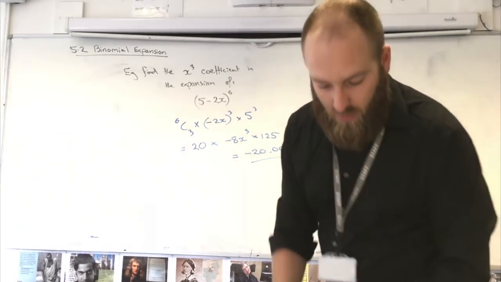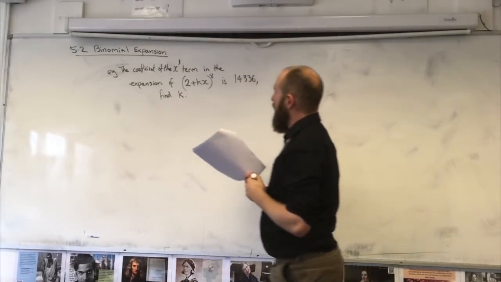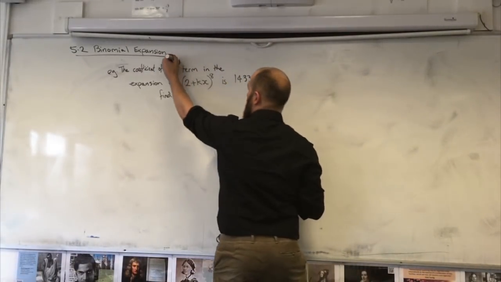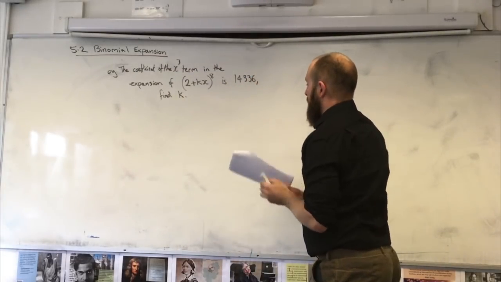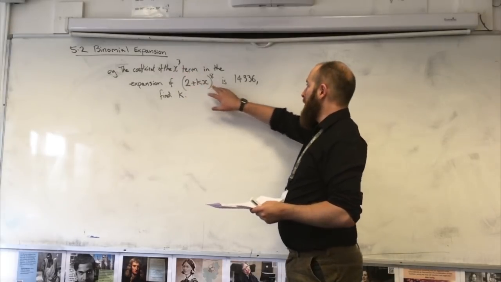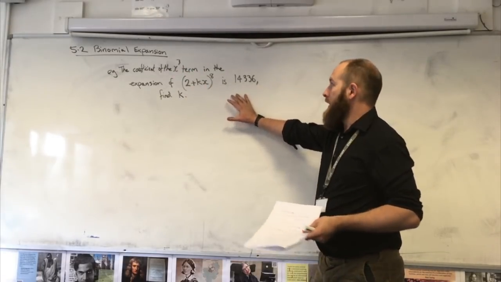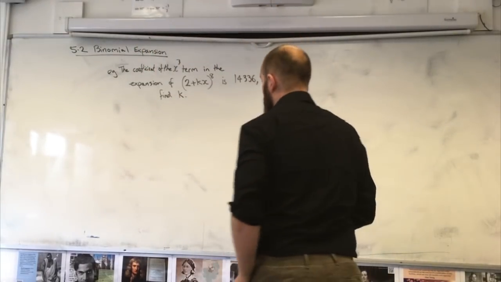Right, I can make these questions a bit more difficult. So the coefficient of the x cubed term in the expansion of that is this, find k. So we're going to expand this, not knowing what k is, set the x cubed term equal to 14,336, then use that to find k. If you want to pause the video and try it, do it. This one is quite tricky.